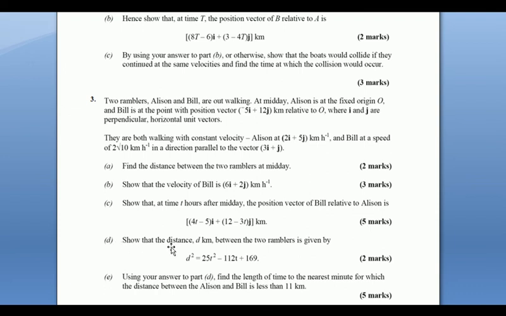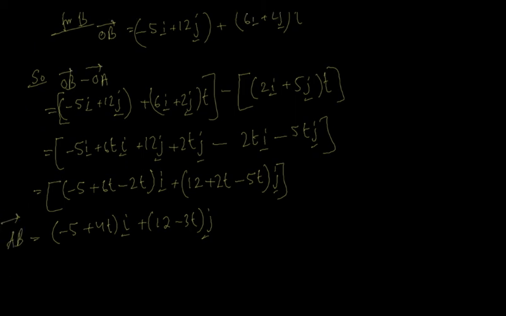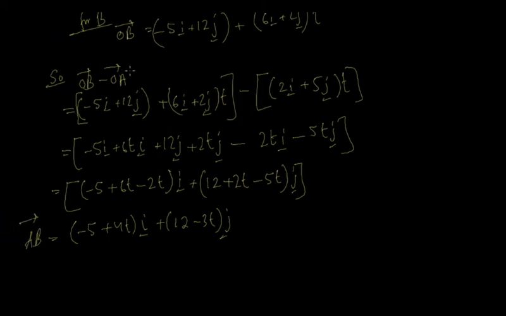Question number D says, show that the distance d kilometer between the two ramblers is this. So distance is the modulus of displacement, and we know the displacement is AB. That is the displacement vector AB. So OB minus OA is AB, and AB is this. So the next question D is, we have to find the displacement.